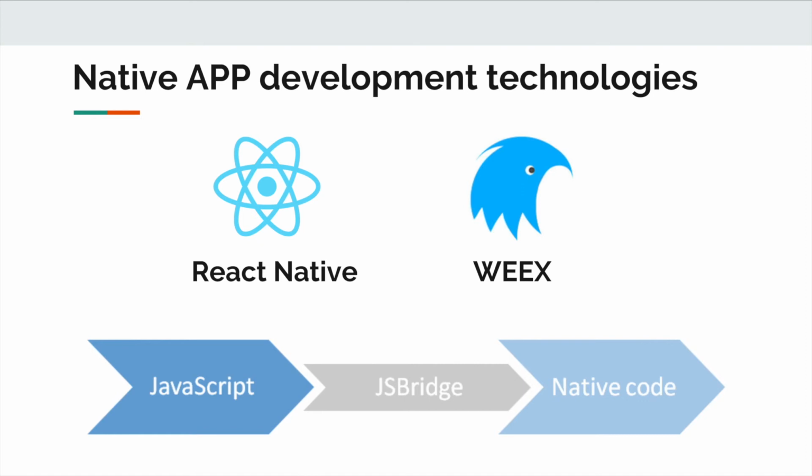Currently, representative cross-platform native application development technologies on the market are React Native, developed by Facebook, and Weex, which is developed by Alibaba. The principle is to write JavaScript into Android and iOS code, using JS-based technology to make calls to native export interfaces to generate the native user interface, so that the program can run in native application mode.